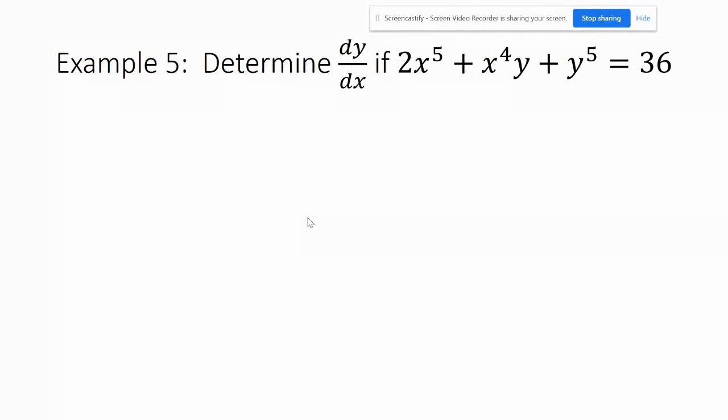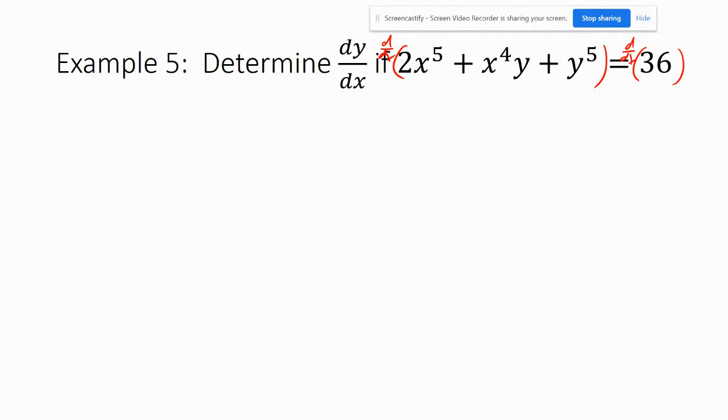All right, similar idea here, guys, just a bit more complicated. Determine dy/dx of 2x^5 + x^4 y + y^5 = 36. Okay, all right, so how is this going to work here? We're going to take the derivative of both sides of the equation.